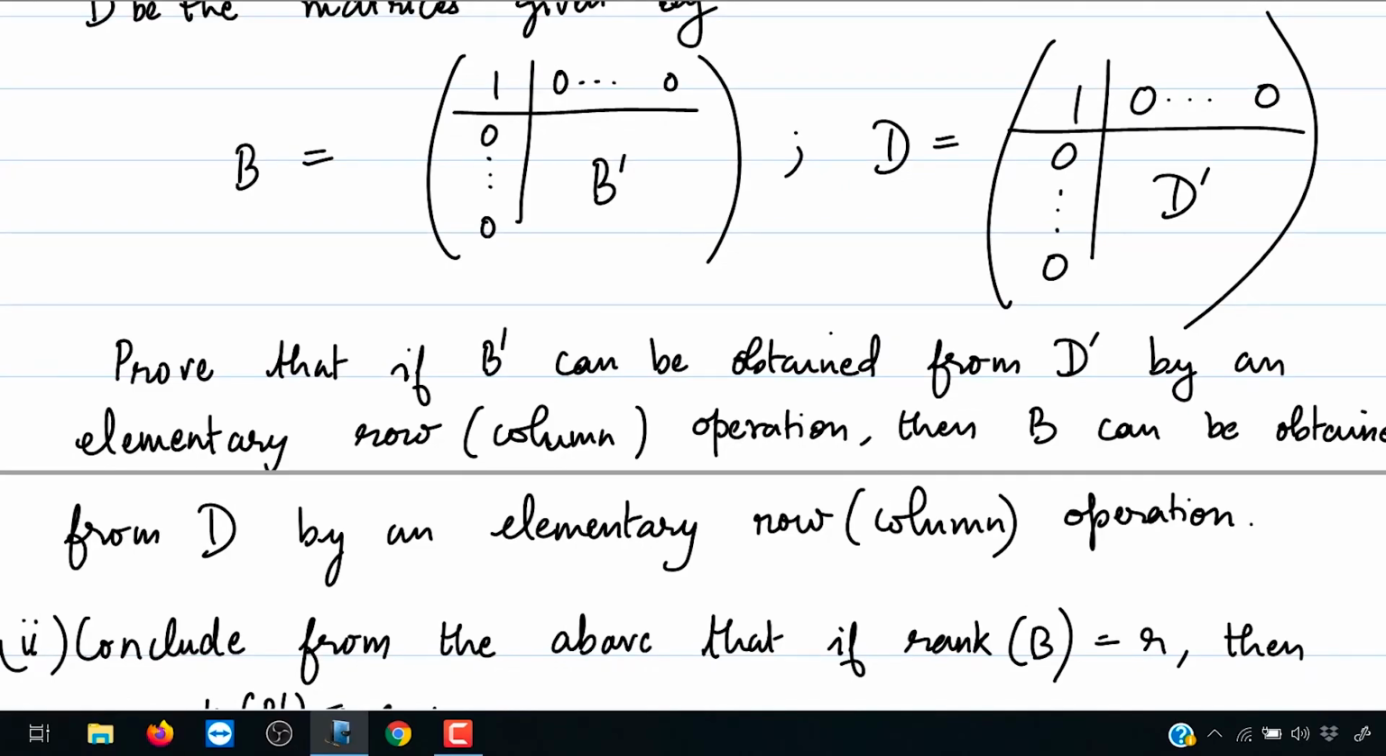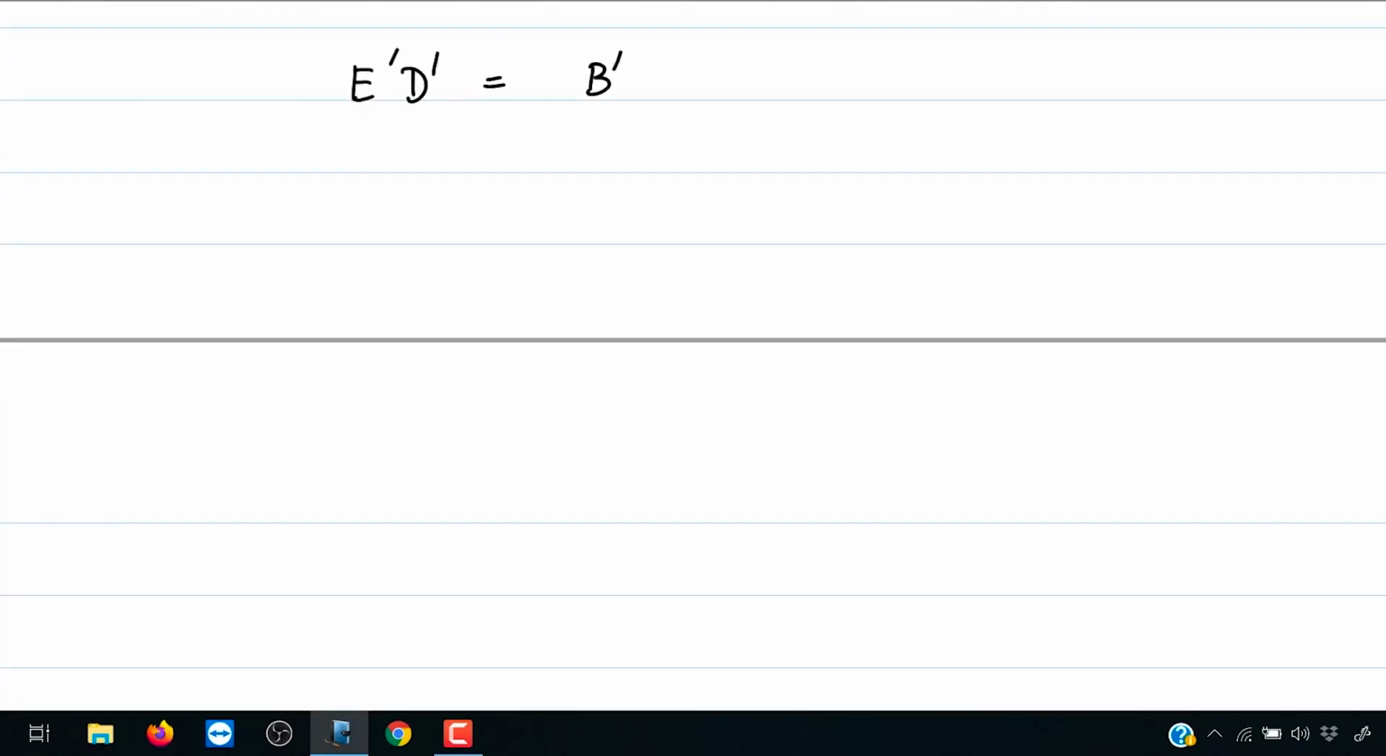B prime can be obtained from D prime by an elementary row operation. We would like to show that B can be obtained from D by an elementary row operation. Obviously, this elementary matrix E prime will play an important role in finding out the elementary matrix E corresponding to which you get B from D. So we'll see how it works. So recall that B is obtained by having 1 in the first entry, 0 elsewhere in the first row and the first column, and then in the other block there is a B prime.